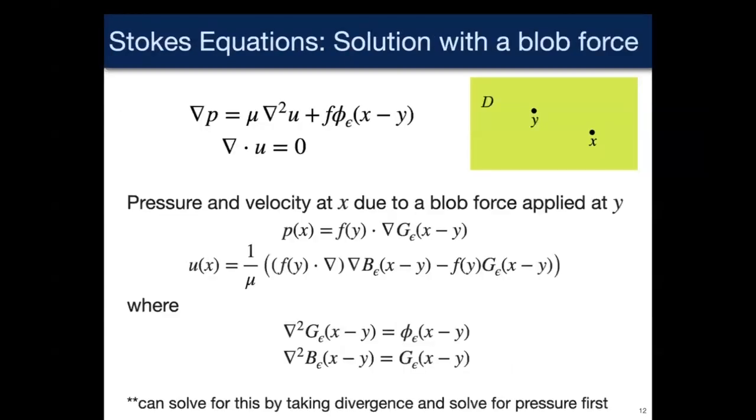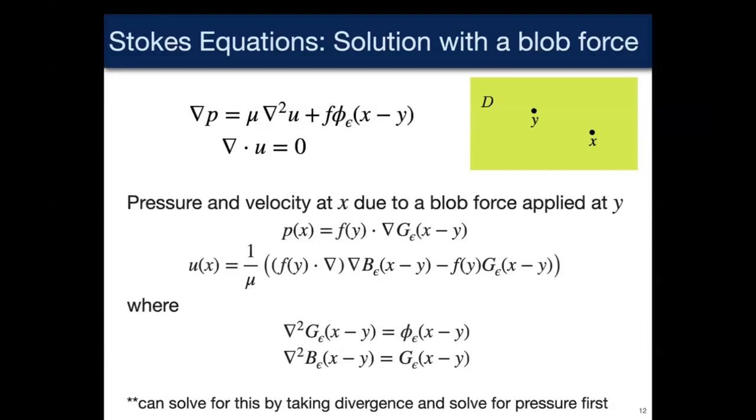Okay, and then everything follows exactly as it did if you were doing a delta function on the right-hand side, and that's partly why I went over the derivation of the Stokes-Lit. So we've now replaced the delta function with phi epsilon here on the right-hand side. Our blob is located at y still. We're still interested in the solution at x. So we're still trying to solve for the velocity and pressure at x.